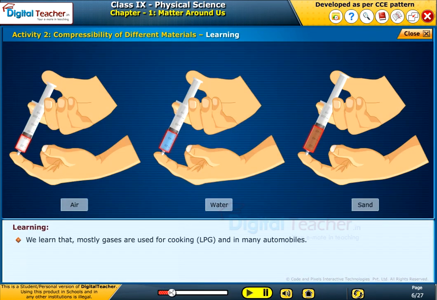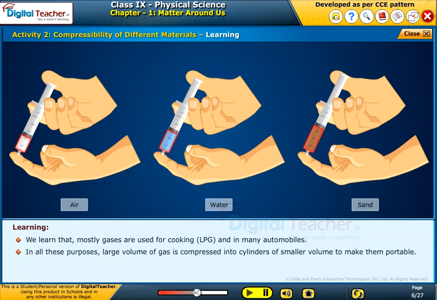We learned that mostly gases are used for cooking, LPG, and in many automobiles. In all these purposes, large volume of gas is compressed into cylinders of small volume to make them portable.